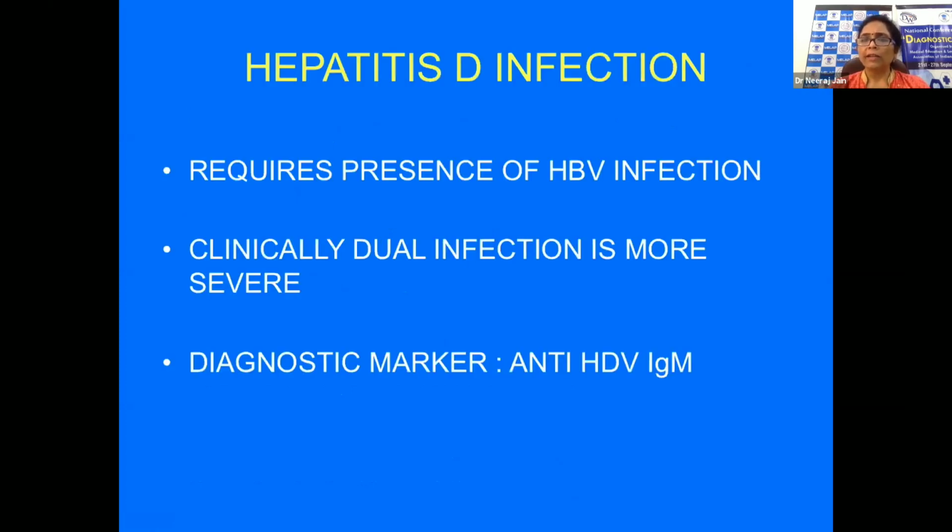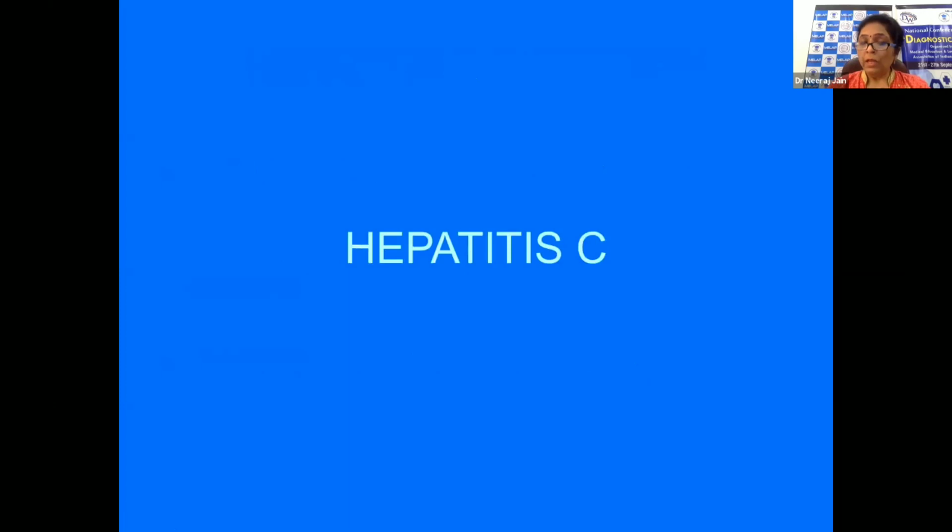This particular virus requires the presence of hepatitis B, and when B and D are both there, the disease is more severe. The only diagnostic marker available is HDV IgM. So what is the clinical significance? If a hepatitis B patient suddenly becomes very serious and the complications are increasing, then sometimes we get HDV done for the IgM variety.